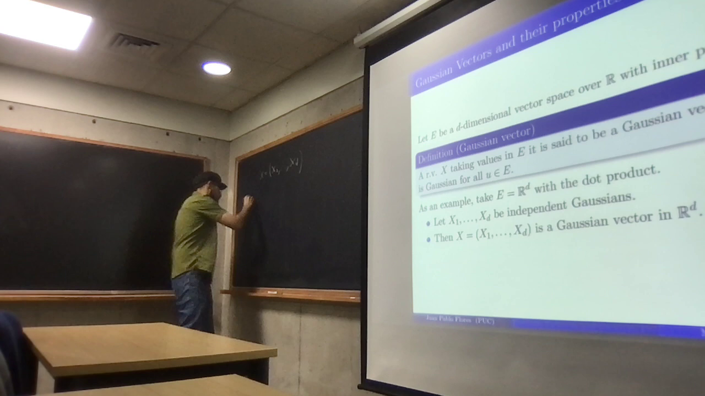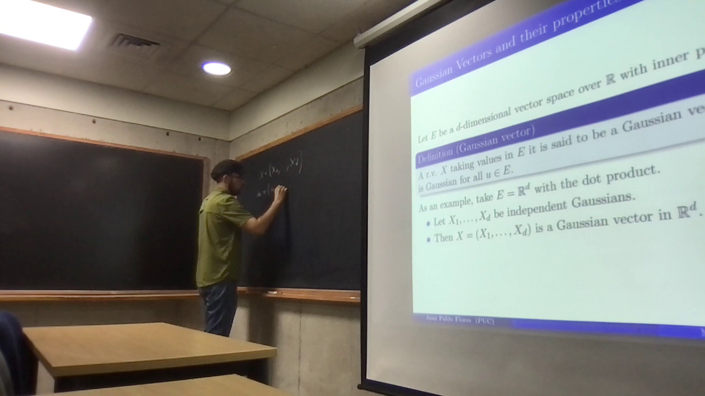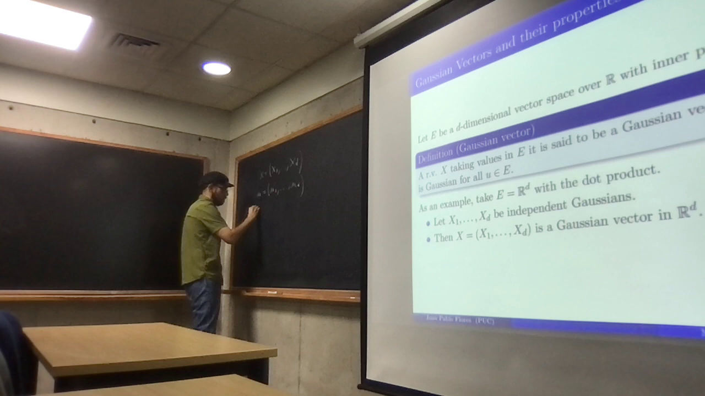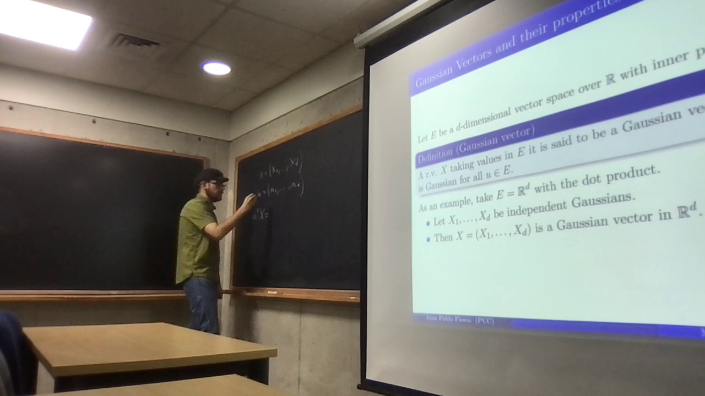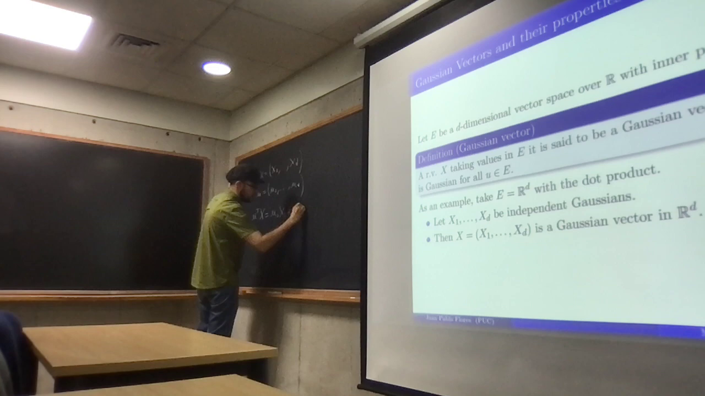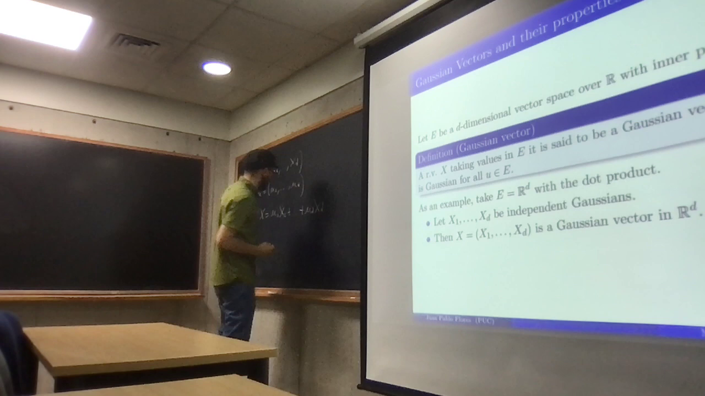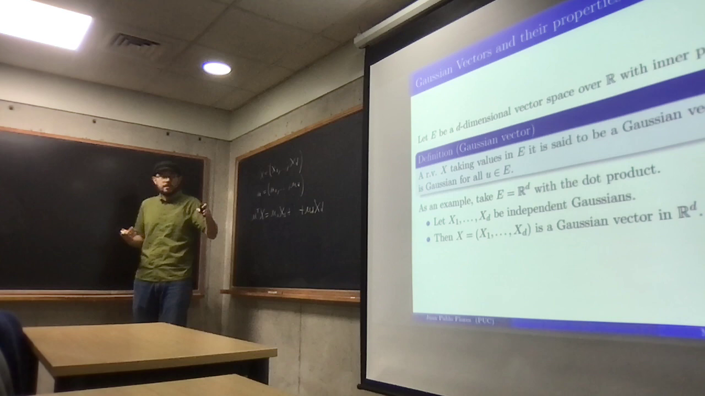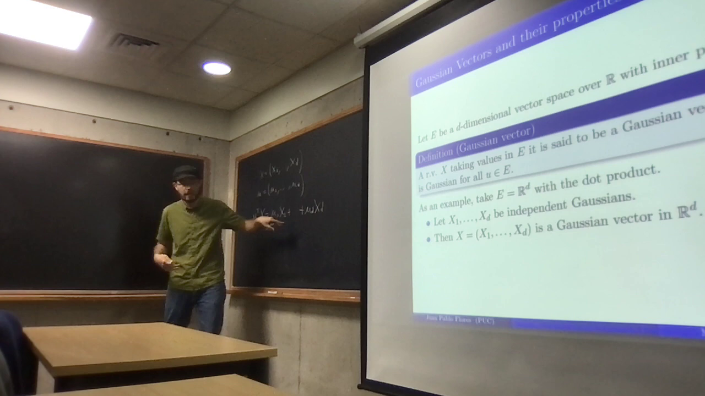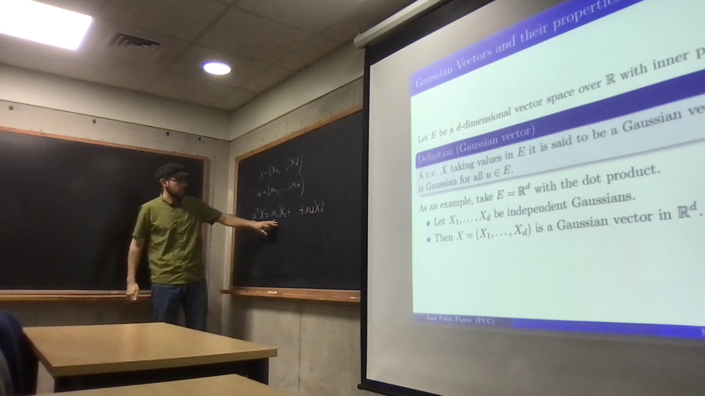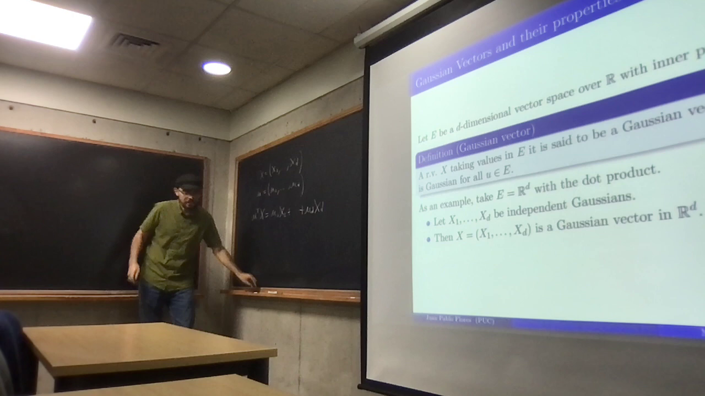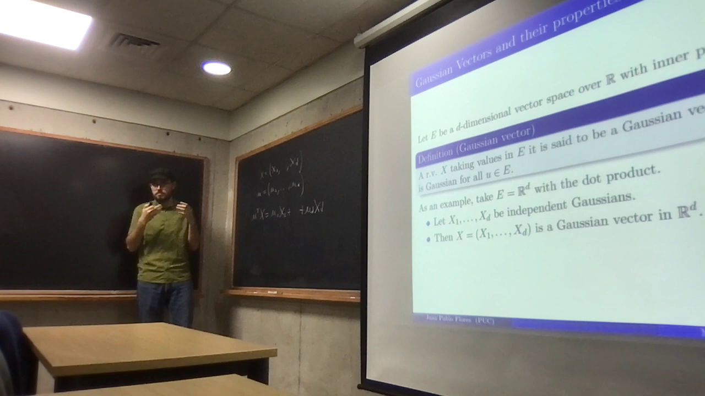So let U be equal to (U1, ..., UD). Well, the dot product between U and X is going to be U1 X1 + ... + UD XD. Since we are assuming that X1 to XD are independent, each of these terms, and the sum of all of them, is still going to be Gaussian by the first property that we saw. So essentially, a Gaussian vector is a vector such that when you make linear combinations of its coordinates, it's still Gaussian. Morally, that is what it is.